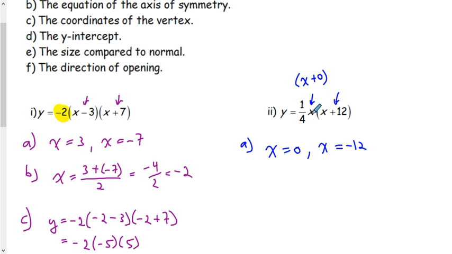So that can be a little tricky. You can think, oh, there should only be one 0. No, there's still 2, but one of them just happens to go through the origin, happens to go through 0.